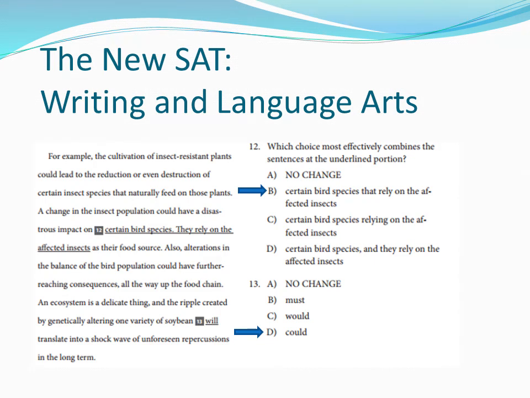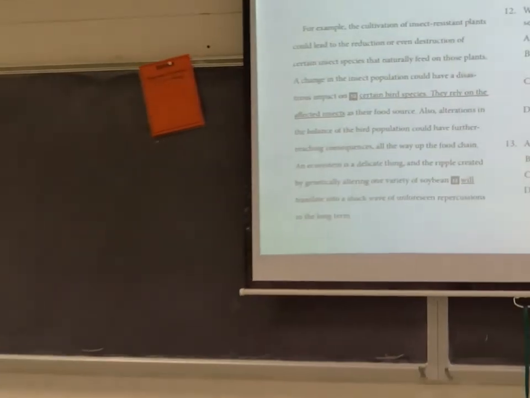So I've read enough, I think. Question 12, all right? Not asking me to fix a word. It says, which choice most effectively combines the sentences at the underlined portion, okay? Well, right now they're separated by a period, and then very shortly and indefinitely it picks up with they rely on the affected insects as their food source, right?